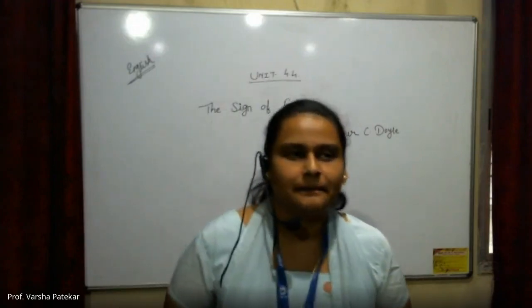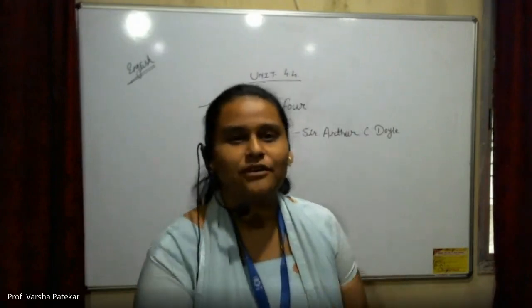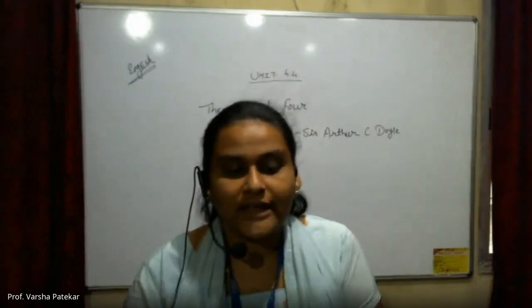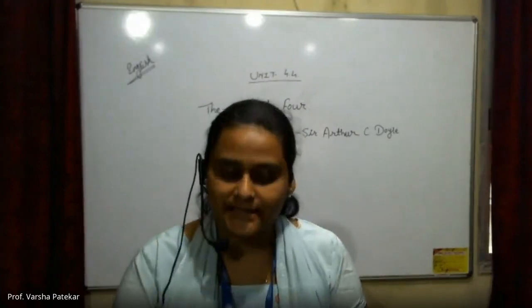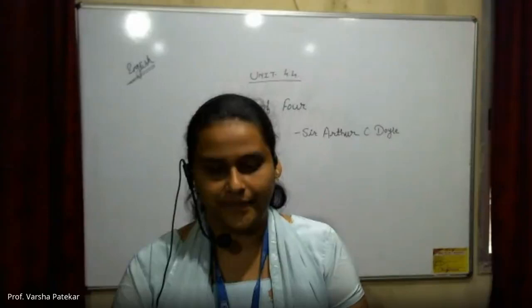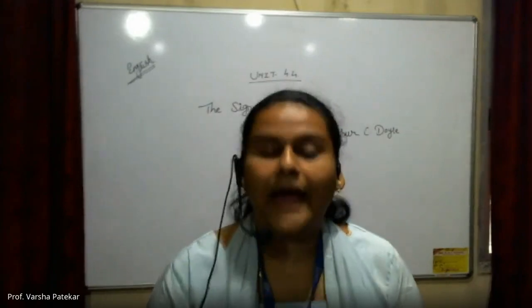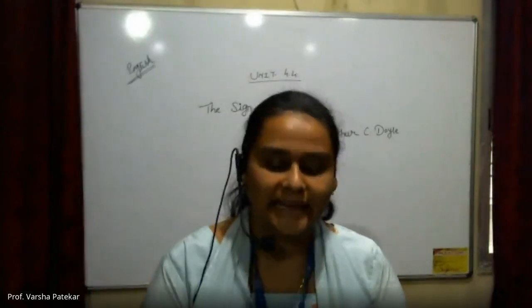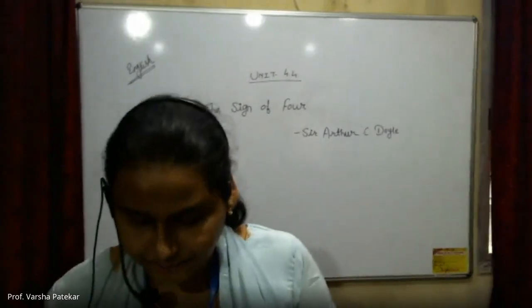So many mysteries there. Before starting with our chapter, let's have a brief introduction about our author. Our author is Sir Arthur Ignatius Conan Doyle. He was born on 22nd May 1859 and died on 7th July 1930. He was a British writer and medical doctor. He created the character Sherlock Holmes in 1887 when he published A Study in Scarlet.